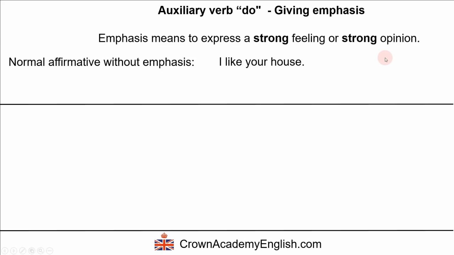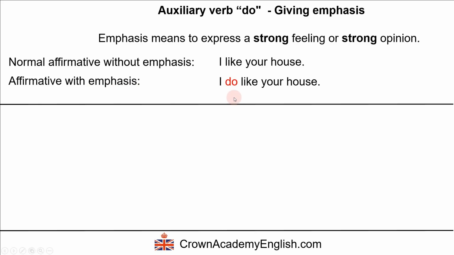But if we want to give emphasis, if we want to show that we really, really like your house, then we use an affirmative with emphasis. So we say this: I do like your house. And listen to how I pronounce it. I really stress the word do. I make it a little bit louder and a little bit longer. I do like your house. So this word do is optional, and we use it when we want to really give emphasis, when we're very enthusiastic and we want to give a strong feeling or opinion.